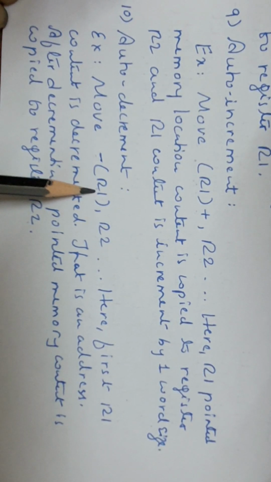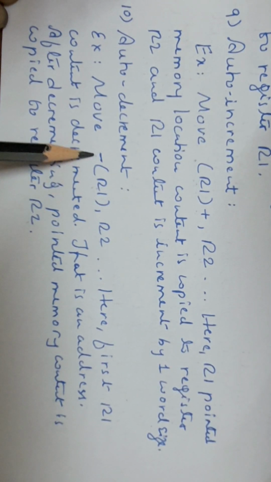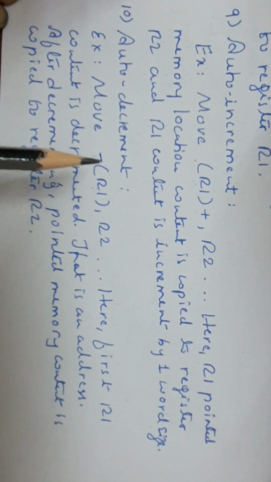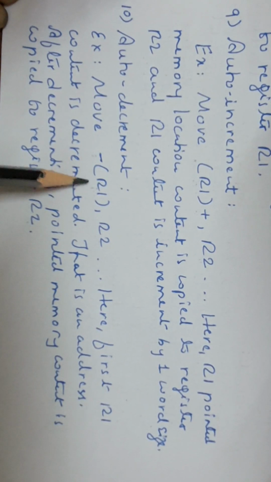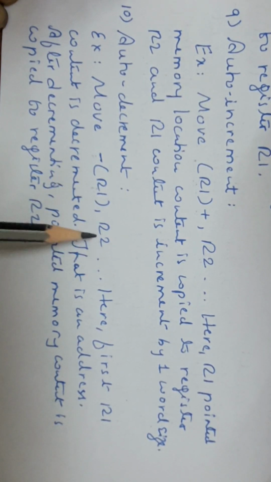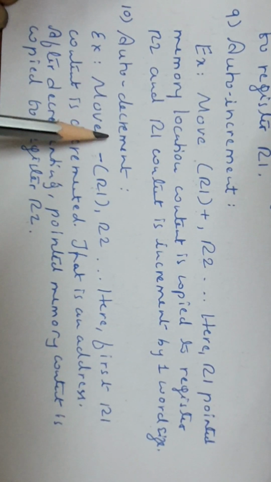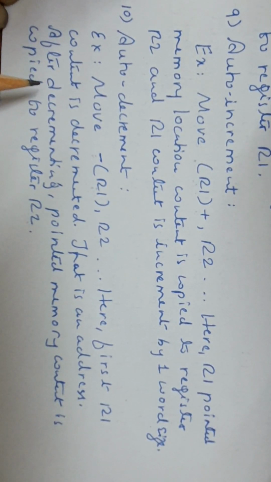So R1 is the pointer, it is having a memory address. If it is 1000, first it is decremented by one word size. So if word size is 4 bytes, then 1000 is made 996, and that 996th memory location, whatever is there in that memory location, that is copied to R2. And that completes the discussion of 10 addressing modes. Here only 5 addressing modes are asked, but these are the 10 possible addressing modes. One can use this to write any file.